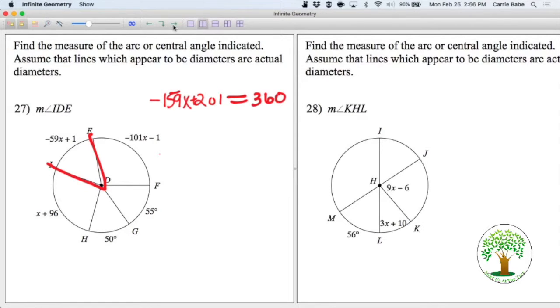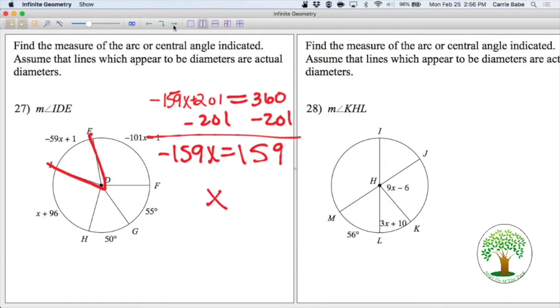And then it's equals or plus 201. Do you remember, if we add them all up, they should equal how much? 360. Very good. So we're going to subtract the 201. 360 minus 201 is 159. So x equals how much? -1. Very good. Don't forget the negative. We're not done. Do not circle it.